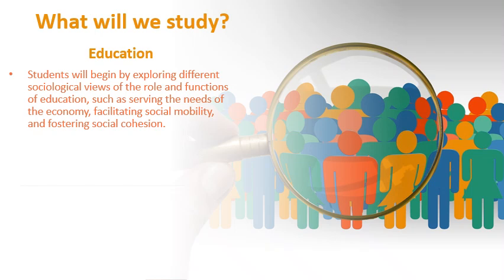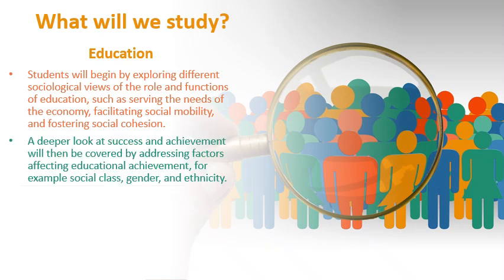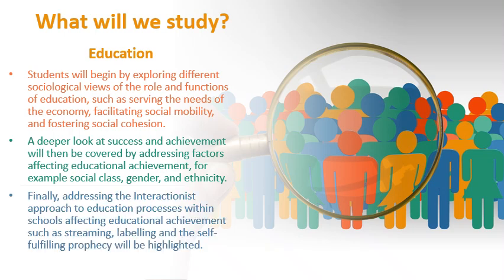We look at social cohesion as well. How does education bring people together? Or indeed, does it? We also look at the success and achievement of education. We look at how people achieve in schools, and we look at different things that can affect educational achievement, like social class, gender, and ethnicity.